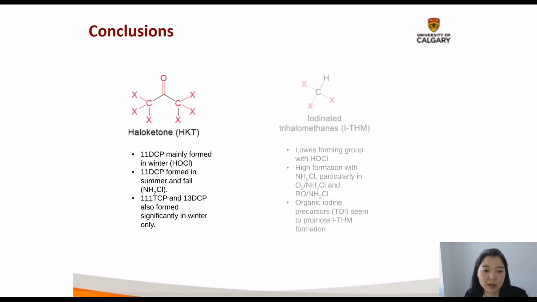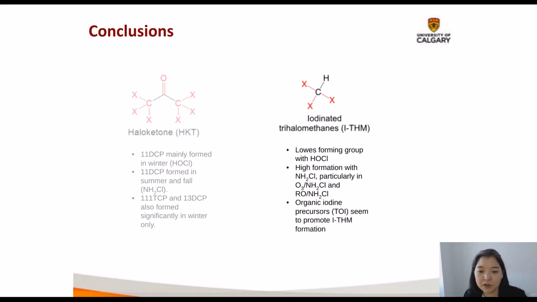For haloketones, we observed that 1,1-dichloropropanone mainly formed in winter with chlorinated waters, and also it was formed in the summer and fall with chloraminated water. So the haloketones tend to appear or not appear depending on which samples we treat. Also, the 1,1,1-trichloropropanone and 1,3-dichloropropanone also form significantly in winter only. So the haloketones appear in some cases, sometimes they don't.